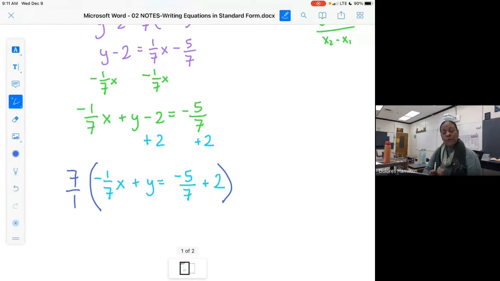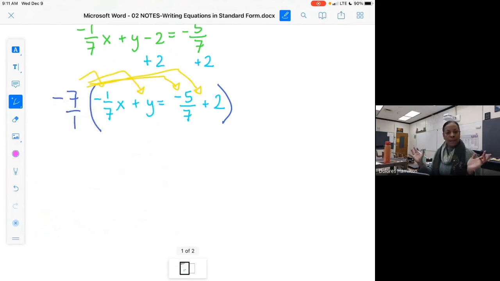And you'll also notice that that a term currently is negative. So let's just multiply everything through by -7. So the mega distributing begins. We have -7 over 1 times -1/7. That just leaves us with 1x. We have -7 times y.